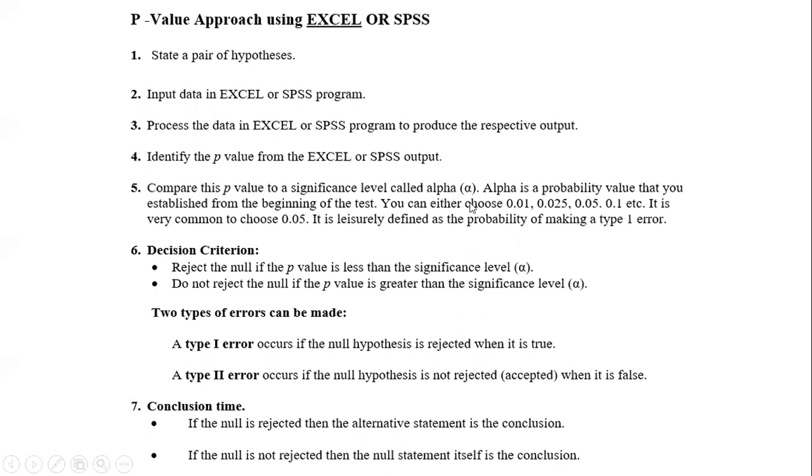And then based on the comparison, you reject the null if the p-value is less than the significance level. Remember, you get the p-value from the calculation from the Excel, you understand? But you start with a significance level, and if the p-value is greater than the significance level, you do not reject the null. And if you reject the null, then the alternative is the conclusion. If you do not reject the null, then the null itself is the conclusion.